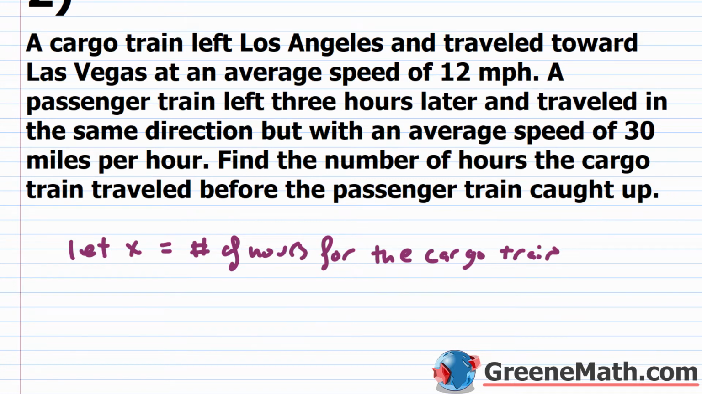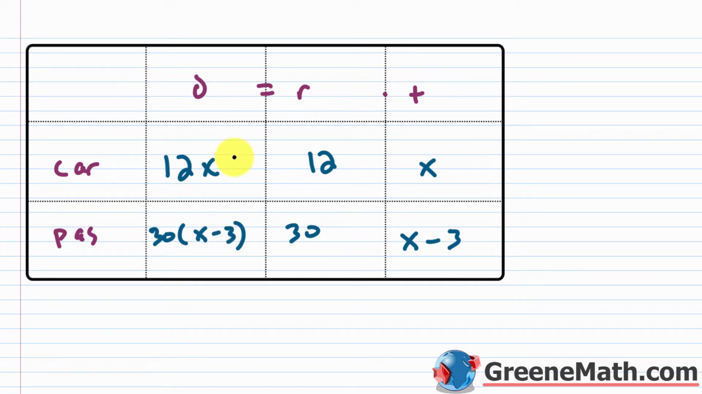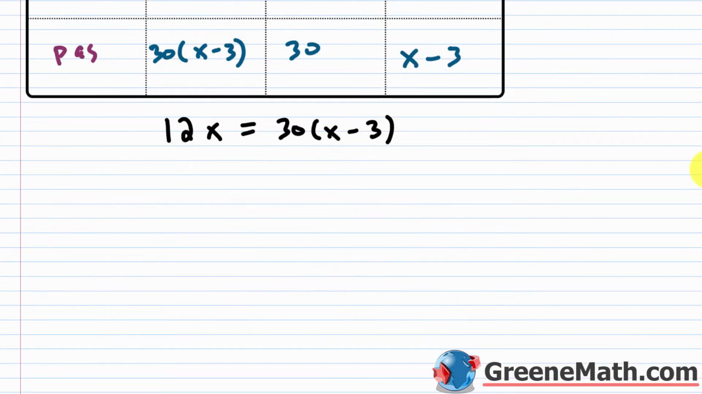And so what we want to do for this type of problem, we want to set the distances equal to each other. So in other words, the distance that the cargo train travels, which is 12x, is exactly equal to the distance the passenger train travels, which is 30 times the quantity x minus 3. So we just set them equal to each other. We're going to solve for x.